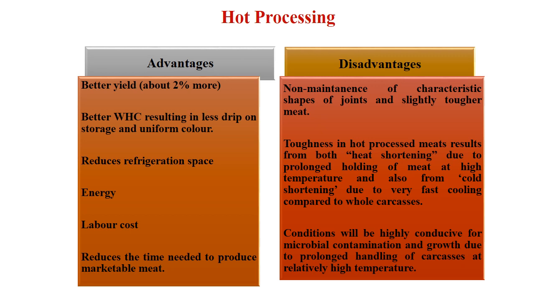Whereas the disadvantage is that it will affect the characteristic shapes of joints and result in slightly tough meat. The toughness in hot processed meats results from heat shortening due to prolonged holding of meat at a high temperature, or sometimes, since the muscles are removed, it undergoes quick chilling, which can also cause cold shortening. Sometimes conditions will be highly suitable for microbial growth because the carcass or meat is kept at a higher temperature for a long time, so there is a risk of more microbial growth. So these are both sides of hot processing.